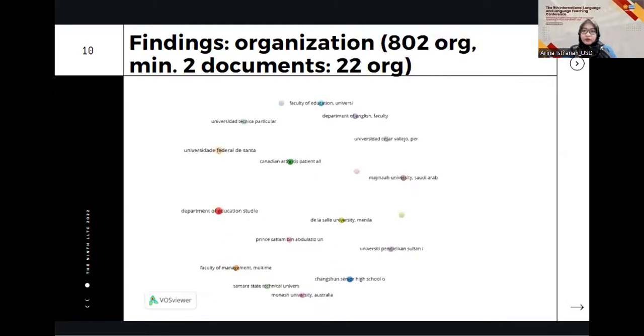And then I went further to find out which organizations published documents in Scopus. I found 802 organizations, and I limited it to those that published at least 2 documents, and I found 22 organizations. The visualization reveals that those organizations are not connected by links. It means that authors from those organizations neither produced documents in the same journals, nor selected the same keywords or topics. So different from the countries, when we observe the organizations, they did not collaborate in the same document or publication.